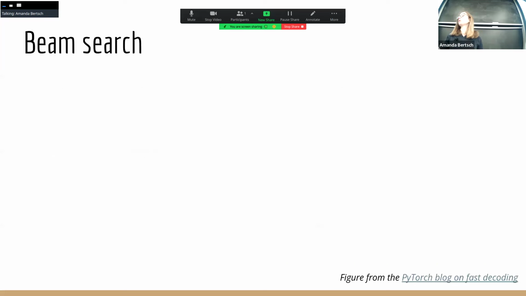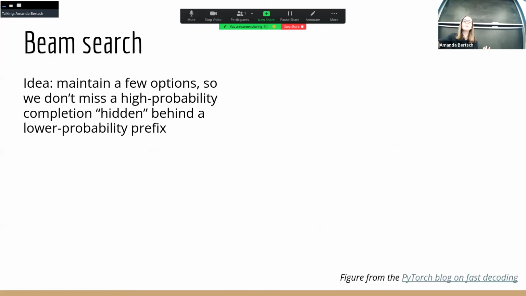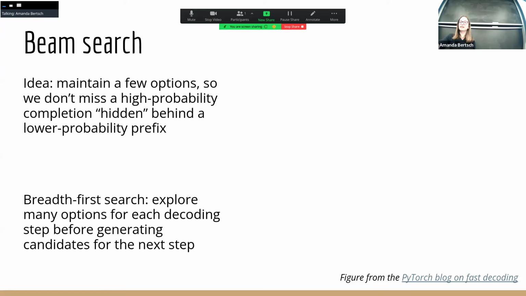And here we get into one of the most popular decoding methods, the one that you've maybe heard of before, which is beam search. The idea here is that we don't want to miss a high probability token that's hidden behind a lower probability prefix. So we want to search through a couple of different options so that we don't discard something too early that might have high probability later on in generation. And this is a type of breadth first search. So we're going to look at a wide variety of options at a given time step, pick some set of them to continue, and then look at a wide variety of options for the next time step, instead of generating all the way through a sequence and then generating all the way through another sequence.